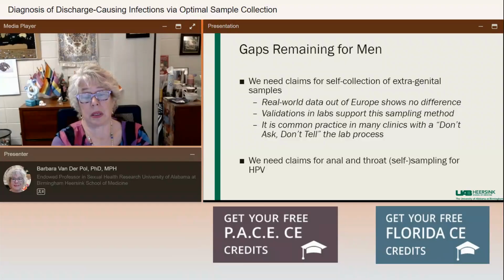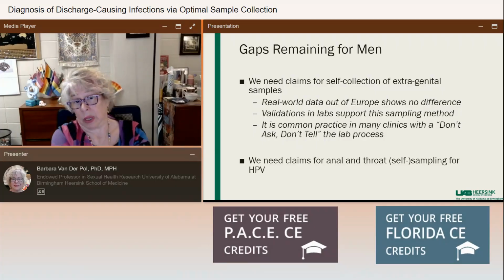Now, it's a common practice in many clinics to do a don't ask, don't tell process where they let the patients collect however they want, and there's nothing on the form of what goes to the lab that informs the lab that the clinic allowed self-collection, so the lab is happy not to know, and the lab just runs the tests. But it's not quite kosher, and it would be nice to have a system where we didn't have to do these workarounds. Not every lab can afford to do validations or has the resources to do validations or has the positivity to do validations. So it's quite difficult. So it would be really nice if we had claims for that.